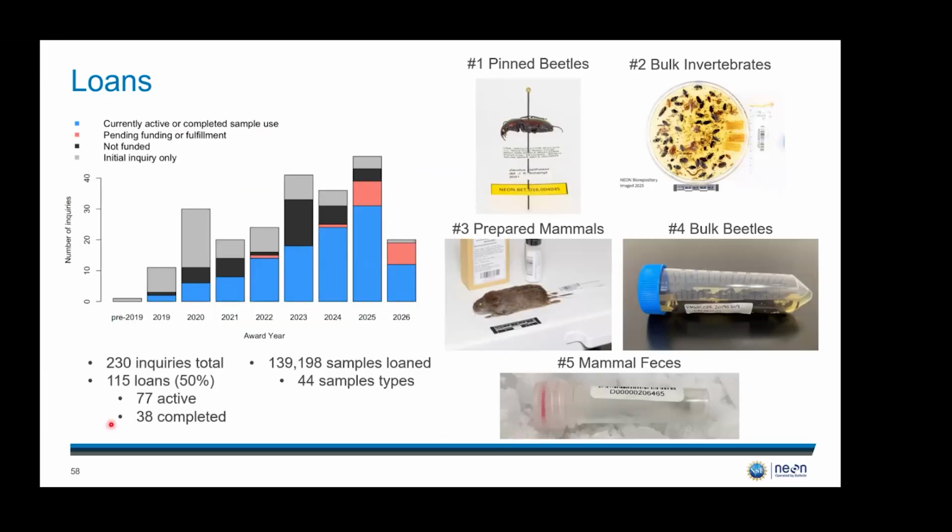Half of the inquiries that we get result in loans. And we currently have 77 active loans across 140 samples and 44 sample types. Currently, our most popular sample type, if you go by the number of samples that are loaned out, is of course the pinned beetles, followed by the bulk invertebrates and alcohol, then the prepared mammals, the bulk beetles and alcohol, and fifth is mammal feces.